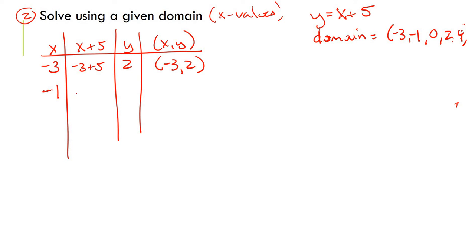Let's try -1. -1 plus 5 is 4. So my ordered pair is -1, 4. And again, do the last three on your own and see what you get for your ordered pairs.